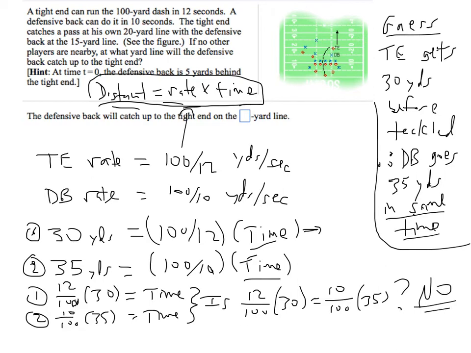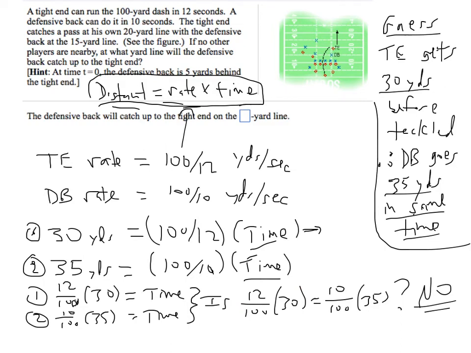Okay, so that's not right. So the original guess of 30 yards for the tight end and 35 yards for the defensive back is not right, because it takes the tight end this much time to run 30 yards, and it takes the defensive back this much time to run 35 yards. And since this number is a little bit more than this number, that means the defensive back is actually going to get to cover that 35 yards in less time than the tight end is getting to his 30 yards.